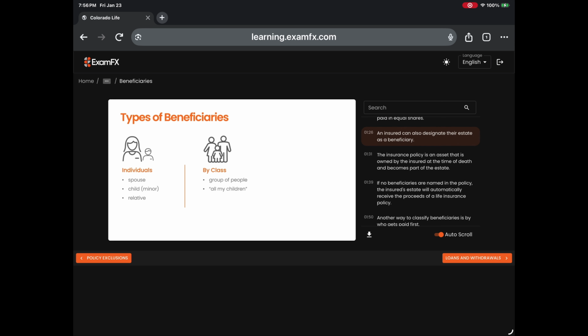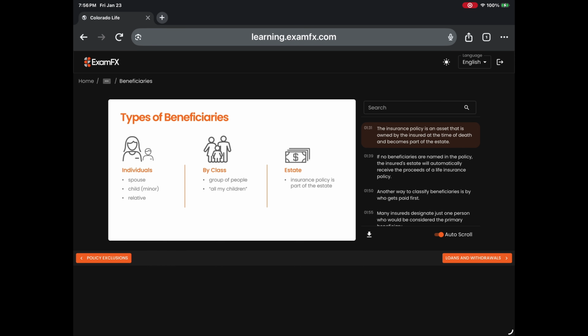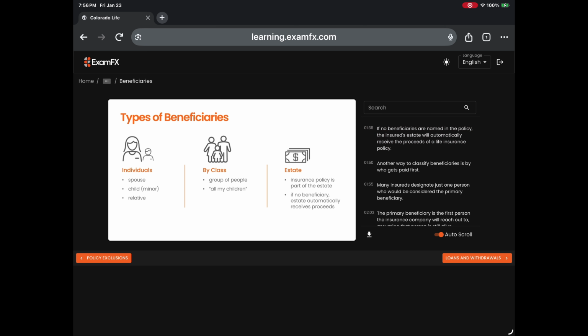An insured can also designate their estate as a beneficiary. The insurance policy is an asset that is owned by the insured at the time of death and becomes part of the estate. If no beneficiaries are named in the policy, the insured's estate will automatically receive the proceeds of a life insurance policy.